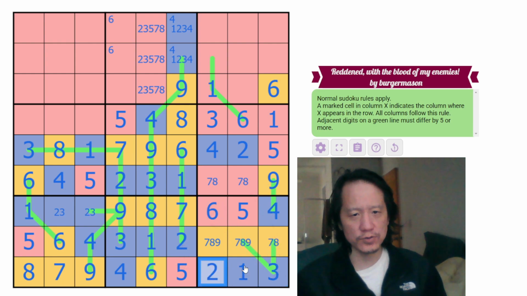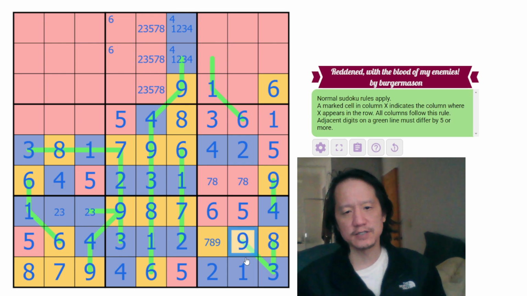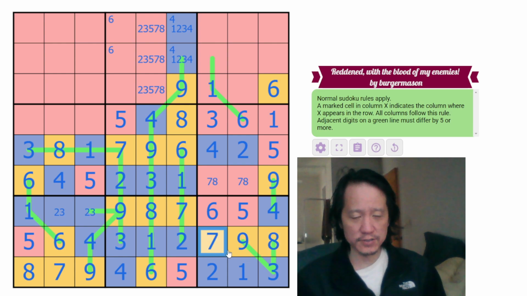Therefore, this is 2. The 3 can only be next to 8 and 9 on a German whispered line. Therefore, this must be an 8, and this has to be a 9. Therefore, this is a 7. We have here 2 and 7 remaining. So this can't be 7, this has to be 8, which makes that a 7.